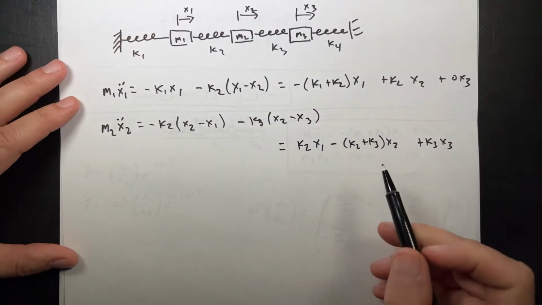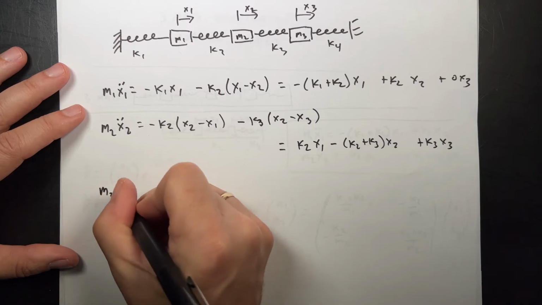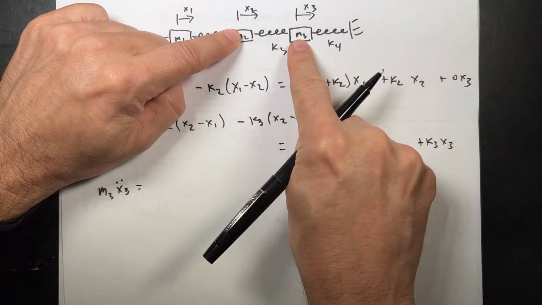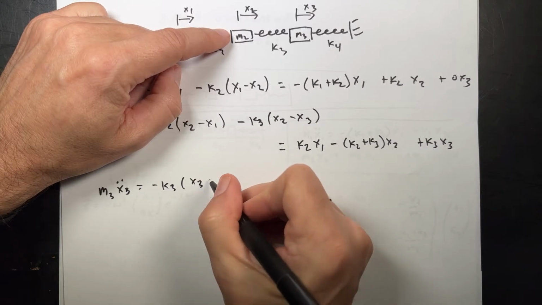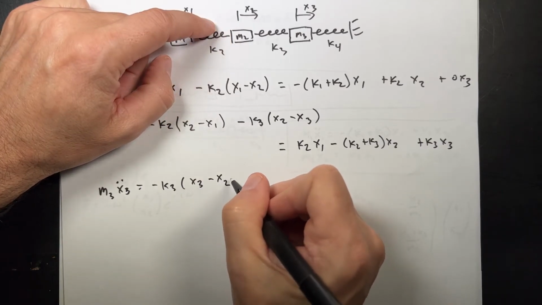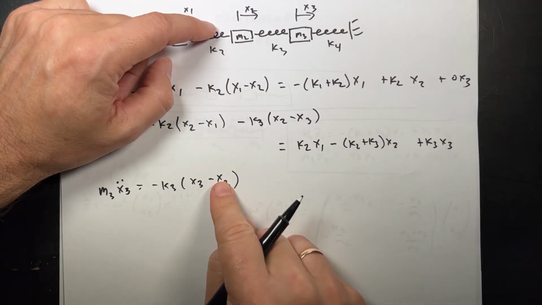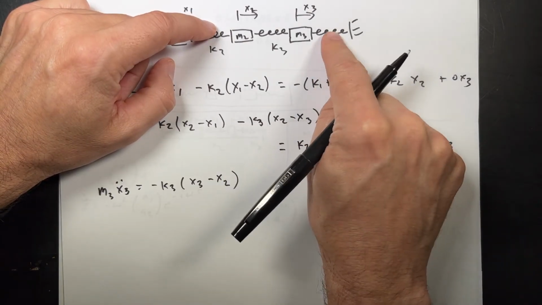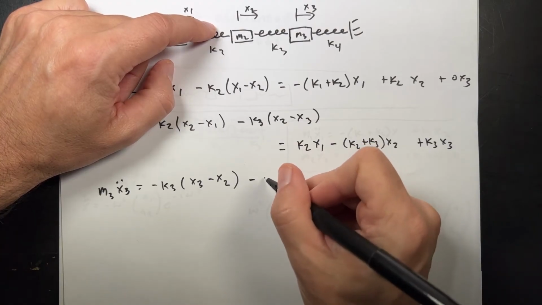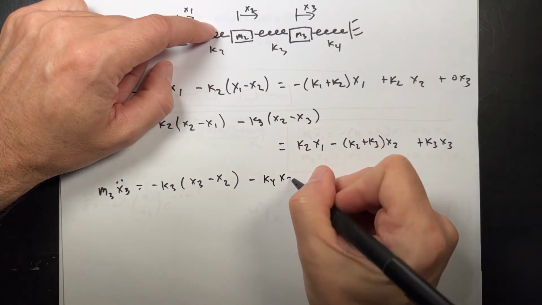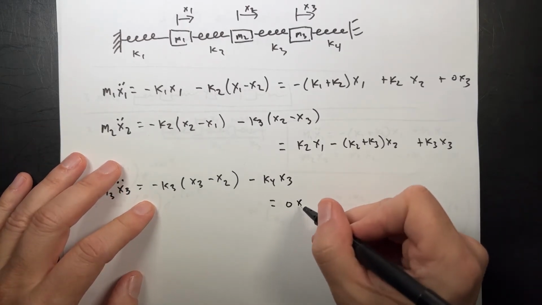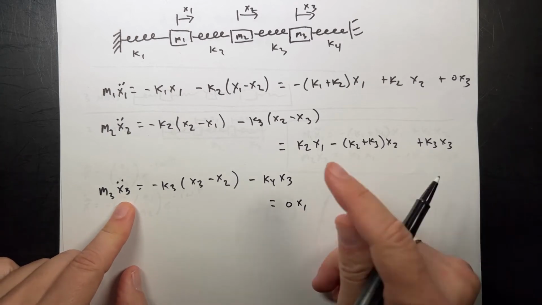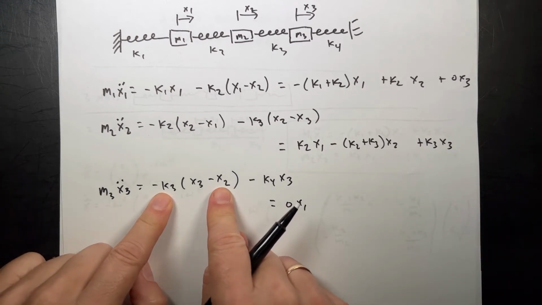Now let's do the last mass, m3 x3 double dot. I'm going to get this negative k3 times x3 minus x2. Yeah, that's right. And then that one's pretty easy. It's just going to be minus k4 times x3. And again, we're going to separate it out. I have 0 x1. There's no x1s. My x2, I have a positive k3. That's it.